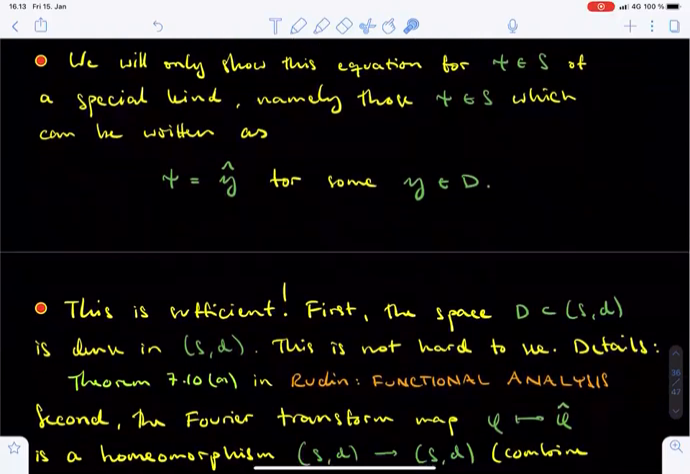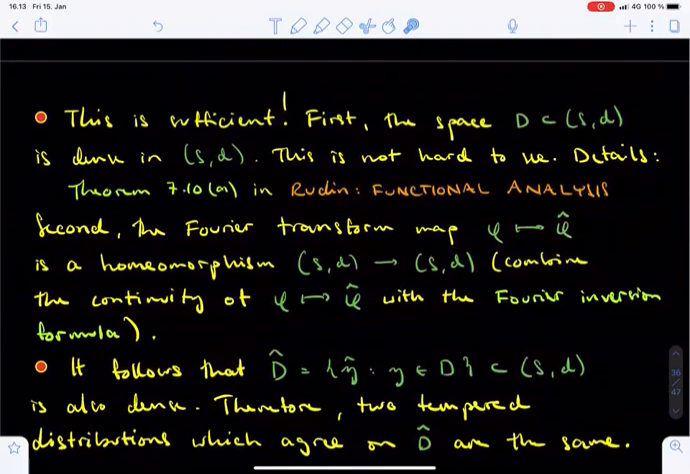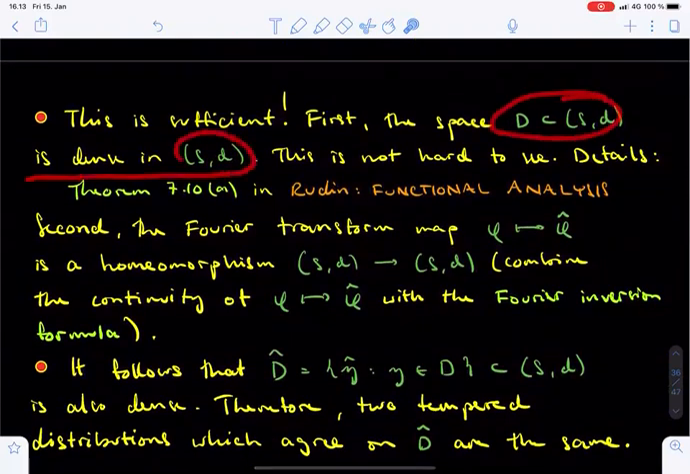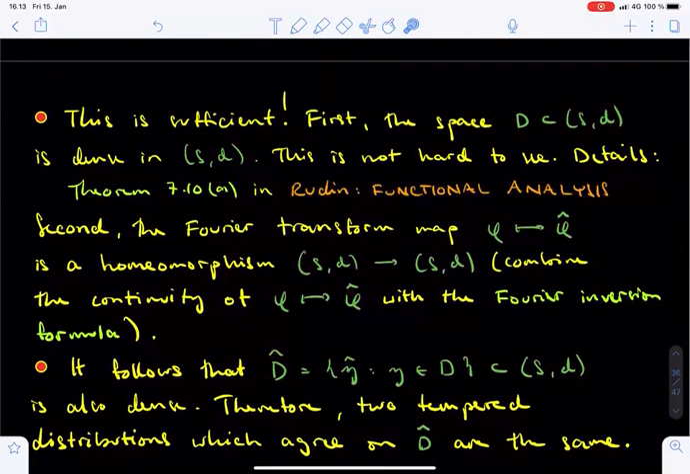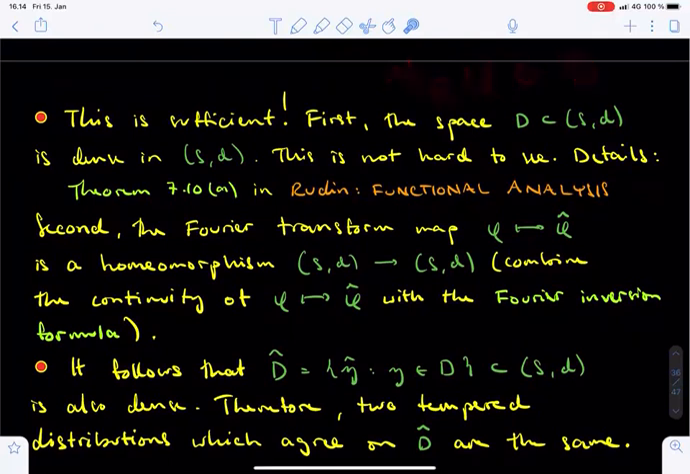Let's first justify why it is sufficient to show that the two distributions agree on Schwartz functions of this special kind. The first point is that the space of test functions, D, is dense in the space of Schwartz functions, S. We haven't needed this fact earlier and have therefore not mentioned it before, but the proof is quite straightforward. For the details, see Theorem 7.10a in Walter Rudin's book Functional Analysis. The only idea in that proof is to multiply a general Schwartz function phi by a smooth cutoff function psi of r, supported on a ball of radius r, and then show that the products tend to phi in the metric d as r tends to infinity.